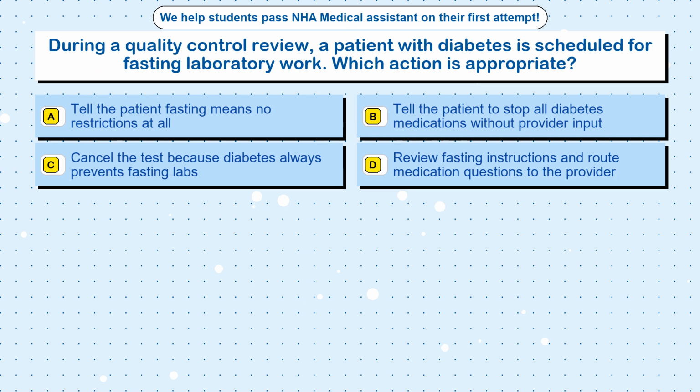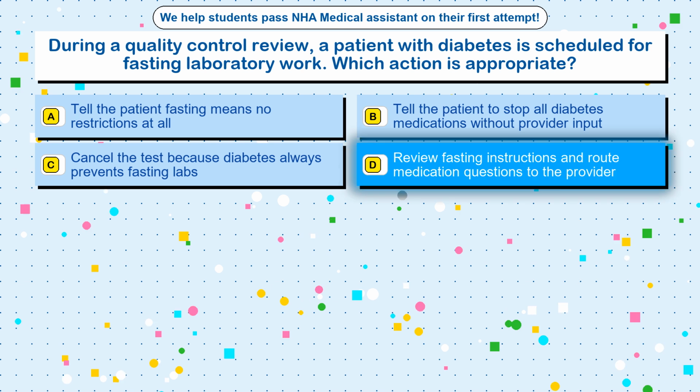Question 98. During a quality control review, a patient with diabetes is scheduled for fasting laboratory work. Which action is appropriate? Option A, tell the patient fasting means no restrictions at all. Option B, tell the patient to stop all diabetes medications without provider input. Option C, cancel the test because diabetes always prevents fasting labs. Option D, review fasting instructions and route medication questions to the provider. The correct answer is option D. Review fasting instructions and route medication questions to the provider.